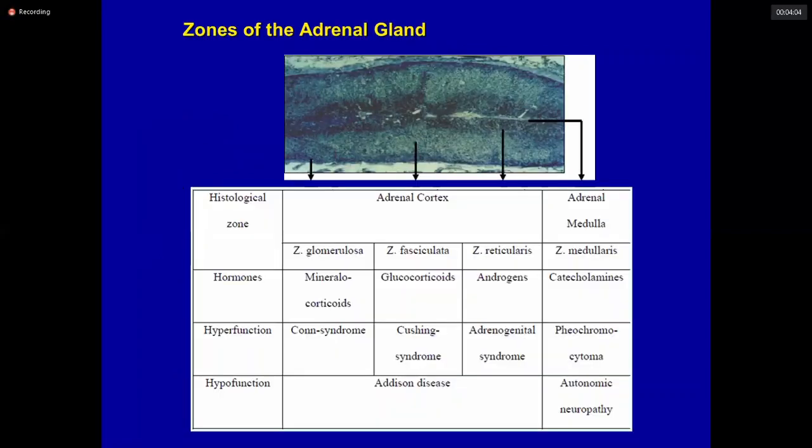Now, when we have excess secretion of the mineralocorticoid, which is mainly secreted by zona glomerulosa, we have what's called Conn's syndrome. And when there is excess glucocorticoids, there is Cushing syndrome. And there will be many manifestations of adrenogenital syndrome because of the excess androgen secretion. While hypofunction of the adrenal cortex results in the entity called Addison disease. As for the adrenal medulla, when we have excess secretion of catecholamine, we have pheochromocytoma.